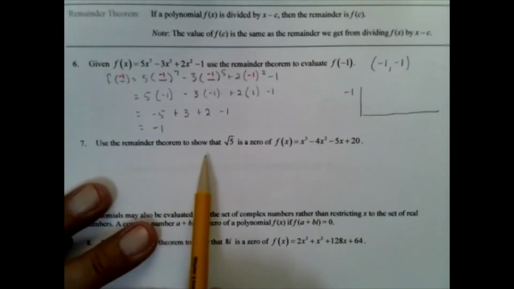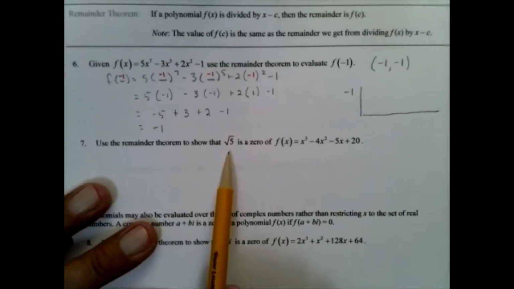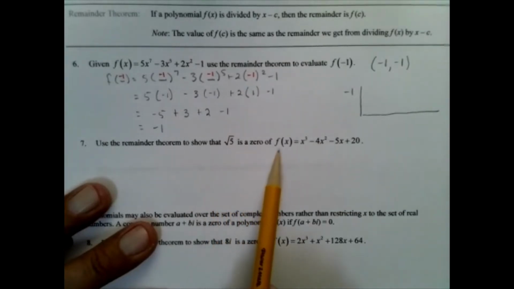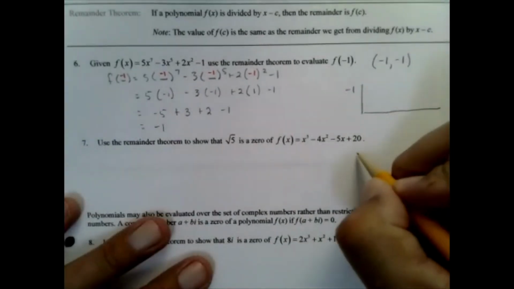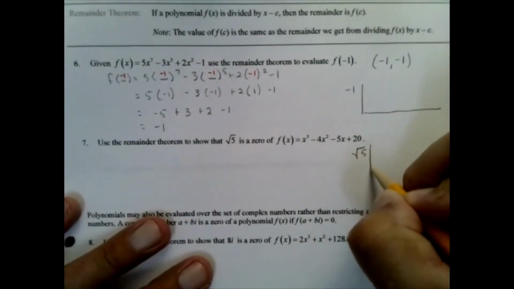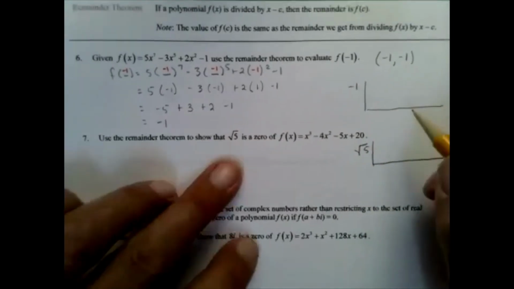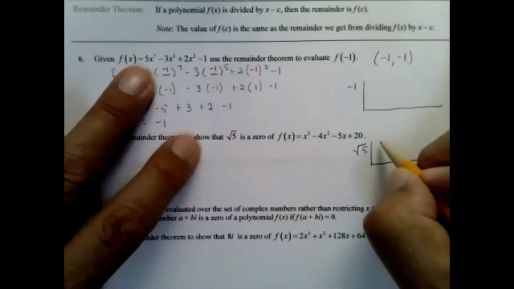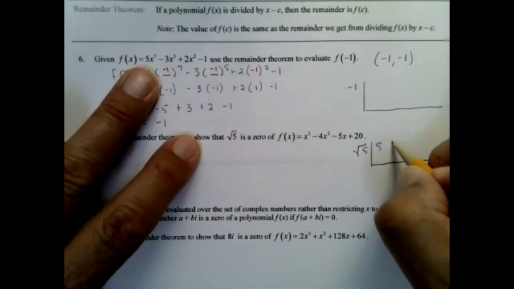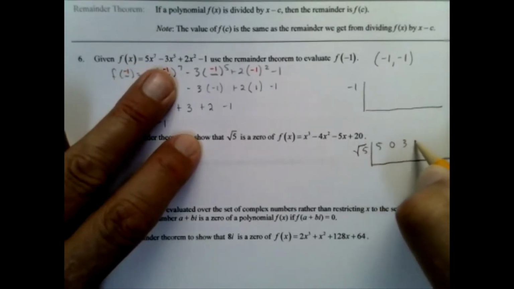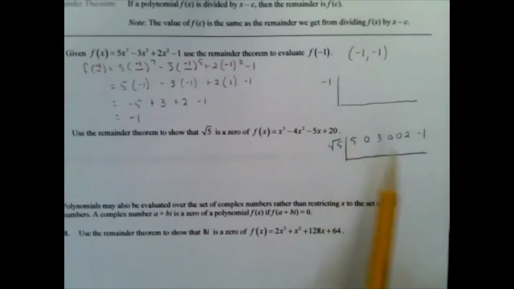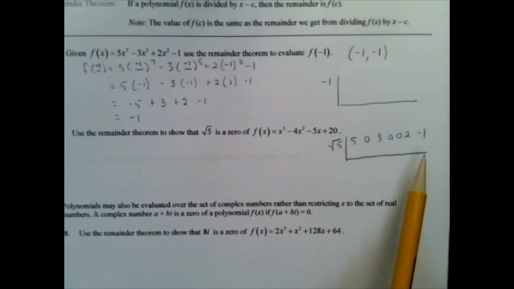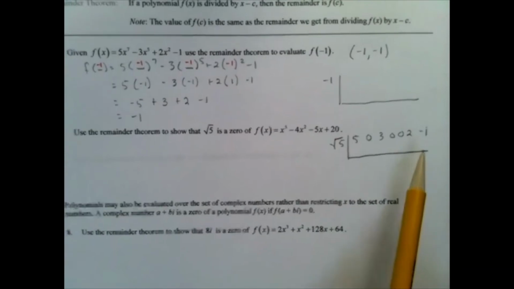Use the remainder theorem to show that the square root of 5 is a 0 of the function. I don't know that I want to do synthetic division with the square root of 5. That might take a while to find out what the remainder is. But knowing that it's the y value, I can get ready and plug it in.